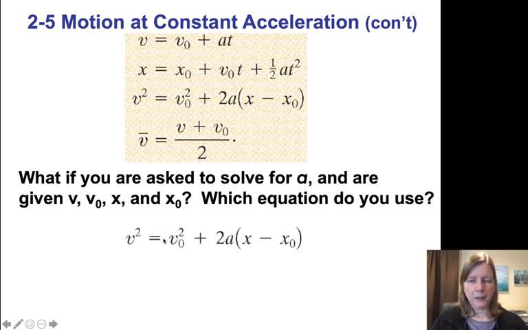So I've rewritten it down here. Here's the equation. And I usually solve things algebraically. So if I were given values for these, I would first take my equation and rearrange to solve for A, and then plug in the values.